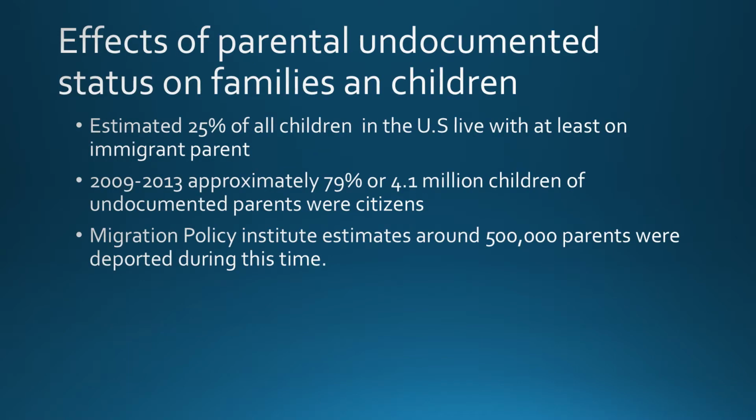For social workers working with this population, it's important to understand the effects that having an undocumented parent or other family member in the household has on children and families. It's estimated that 25% of all children in the United States live with at least one immigrant parent. Between the years of 2009 and 2013, there were 4.1 million children who were U.S. citizens, but they had an undocumented parent living with them.